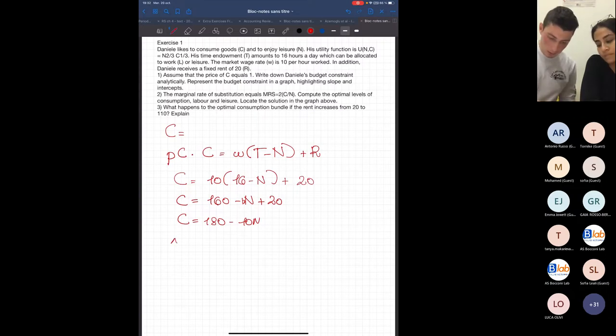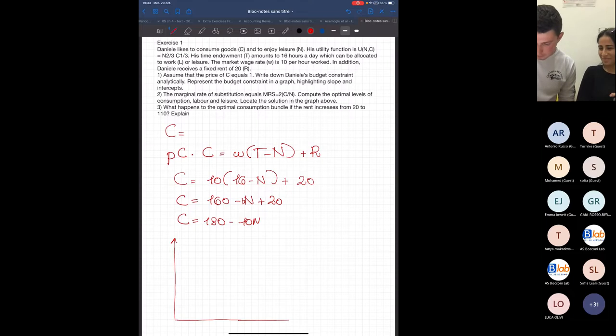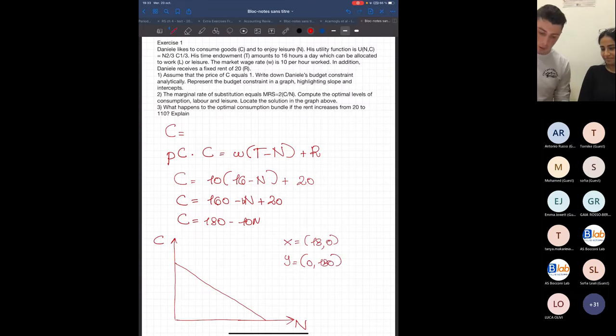So basically, when we have to graph, on this axis we have consumption, and on this axis we have N. It's straightforward. It's going to be 18, 0, and the other end, 0, 180. Because let's suppose that we have no leisure, basically. So this one is going to be 10 per 0, and here I'm going to have the vertical intercept 180, while here it is basically 180 over 10.